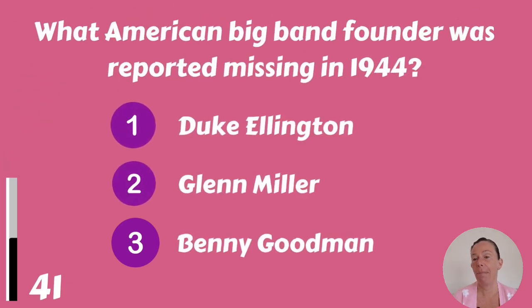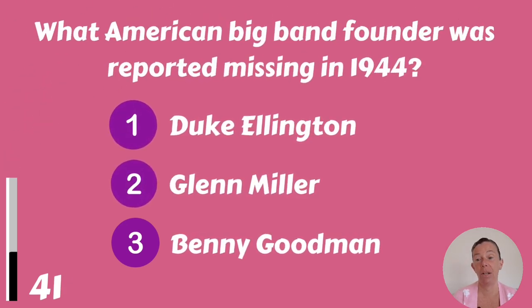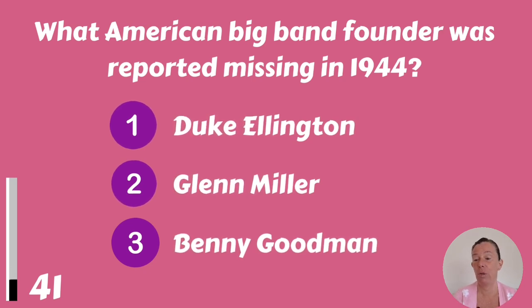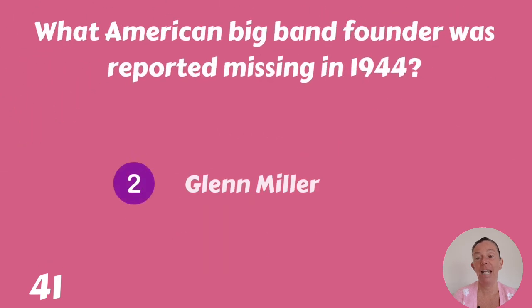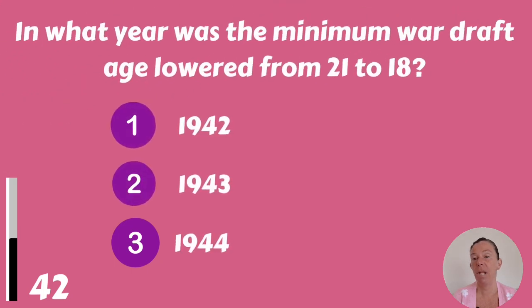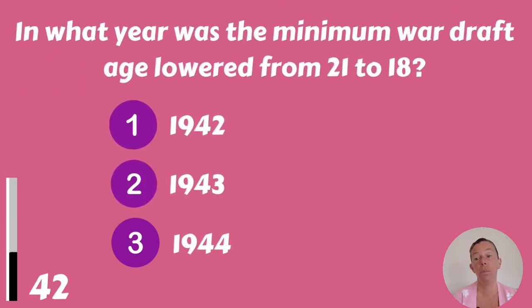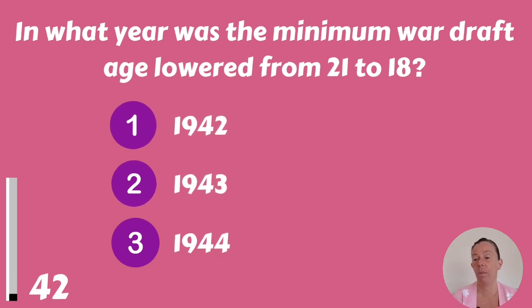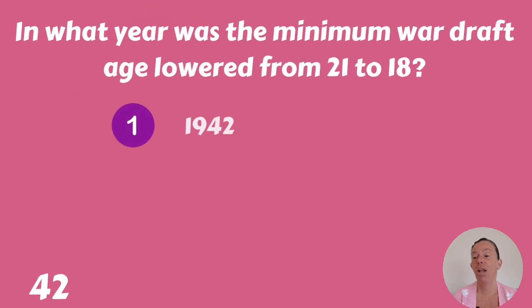What American big band founder was reported missing in 1944? Duke Ellington, Glenn Miller or Benny Goodman? Glenn Miller. In what year was the minimum war draft age lowered from 21 to 18? 1942, 1943 or 1944? 1942.